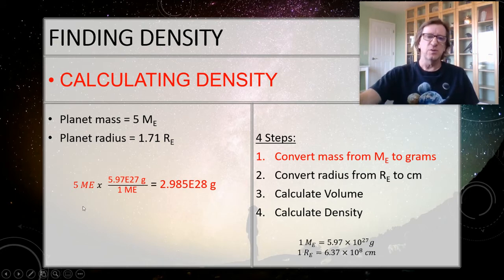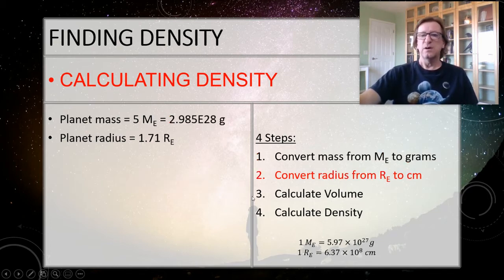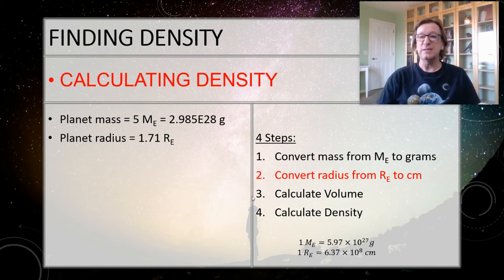All right, so 2.985 E28 grams. That's my planet mass in grams. Does that make sense? Well, 1 paperclip is a gram. It's going to take a whole lot of paperclips to make something that's 5 times the size of the Earth, and this is a really big number. Probably good. All right, step 2, we're going to convert the radius from RE to centimeters.